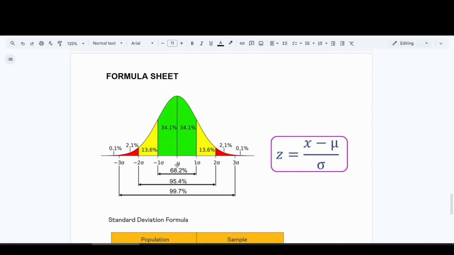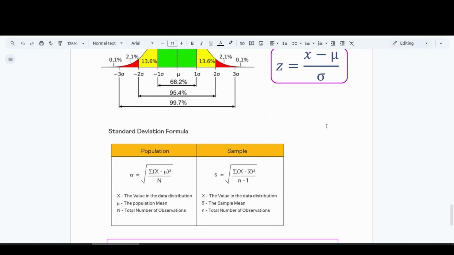The other formula I'm going to use is the z-score formula. So here z equals x, the data point, minus mu, the mean or the average, divided by the standard deviation. This is a lowercase sigma for standard deviation. And the last formula I'm going to use is for standard deviation. Today we're going to use this one for population. I gave you the one for sample also. This is a little different, but we're going to use the population formula for today.